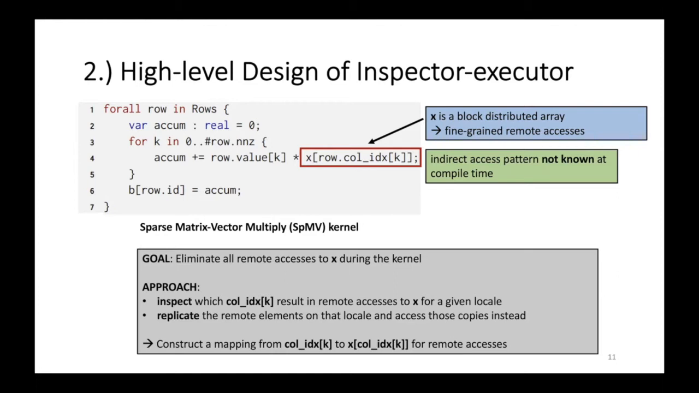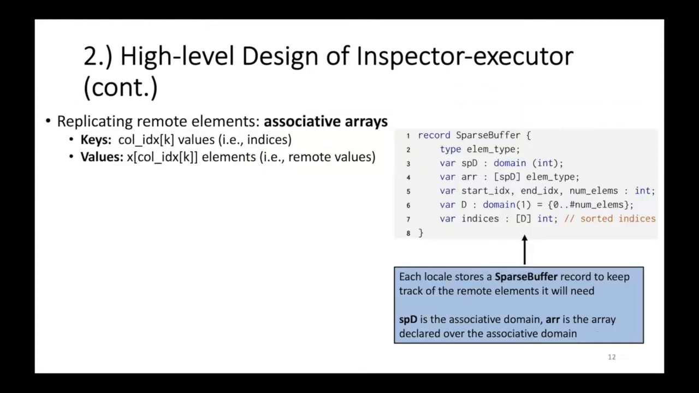So this basically means we need a mapping from the column index array to the corresponding remote values of the X array. To do that, we're going to be using associative arrays. If you're from Python, these are essentially dictionaries. The keys in our associative arrays are going to be the column index values, which we'll just refer to as indices, and the values that they map to are the corresponding remote elements of X.